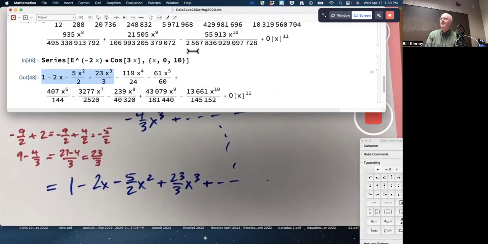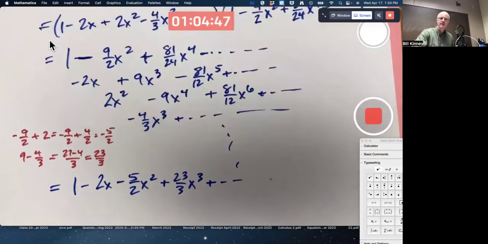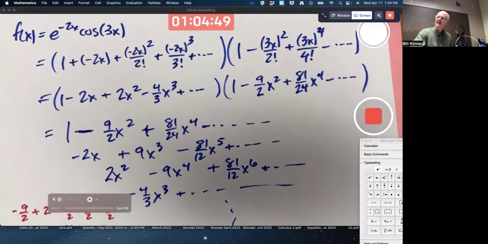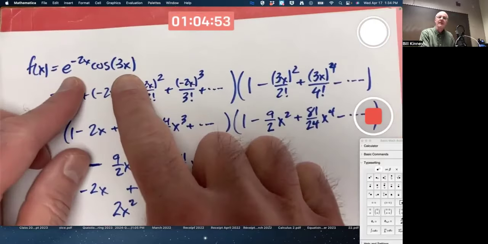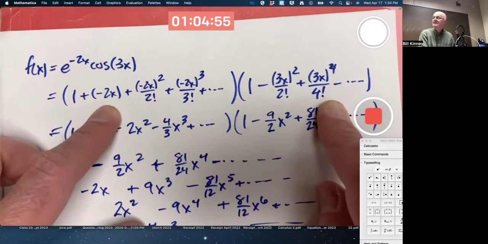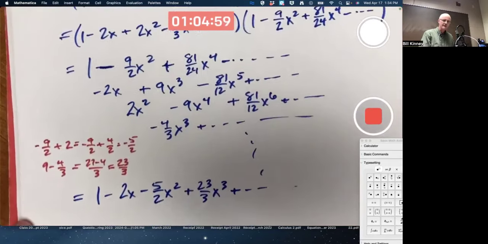Okay. Where does this converge? It converges over the interval that is the intersection of the two intervals of convergence for these things. But they both converge for all x. So the product converges for all x. This is true for all x.